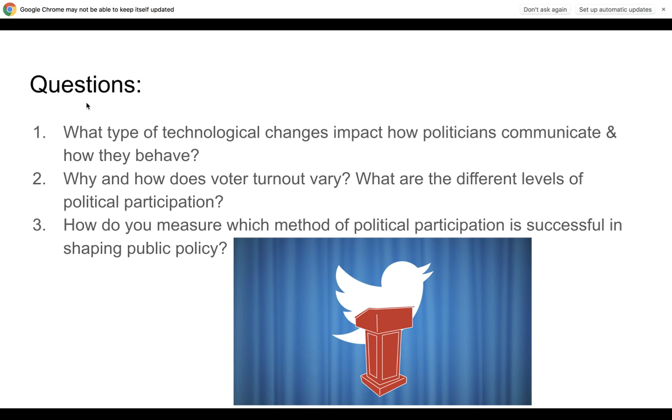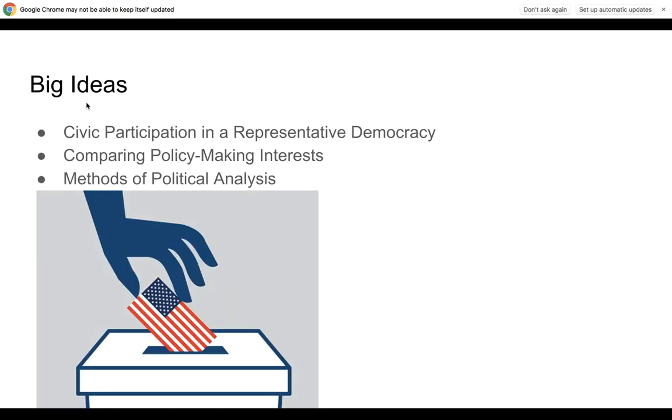So you want to know what type of technological changes impact politicians, how they communicate, and how they behave. Why and how does voter turnout vary? What are the different levels of political participation? And how do you measure which method of political participation is successful in shaping public policy? Remember, we talked a lot about public policy. Was it when we did Unit 5? I don't know. We talked about it. I'm not going to address all these questions tonight, but over the next few videos, keep those in mind.